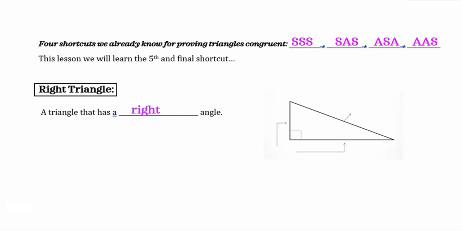Now, this shortcut only applies to right triangles. So now here we go, we're going to write this in. This shortcut only applies to right triangles. So again, remind yourself, these are the legs. We've learned this with the Pythagorean theorem. Across from the right angle, that's the hypotenuse.